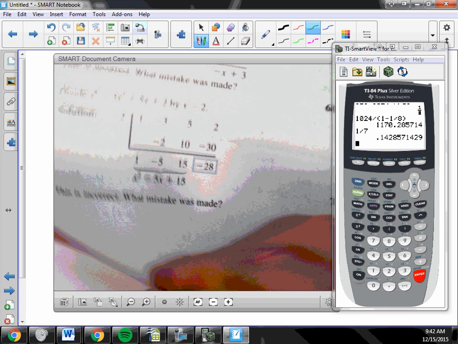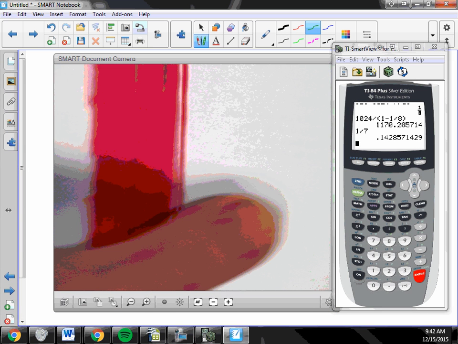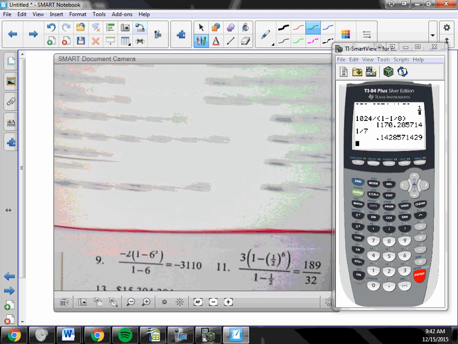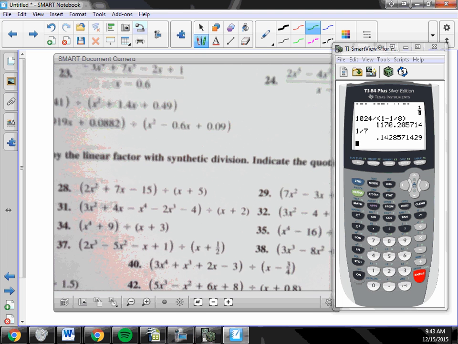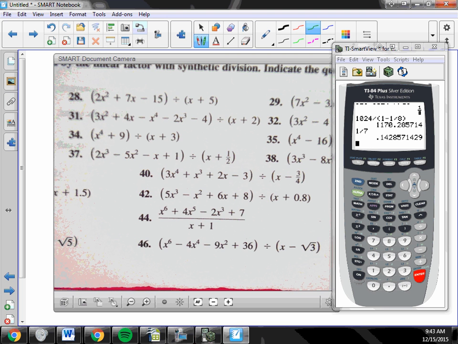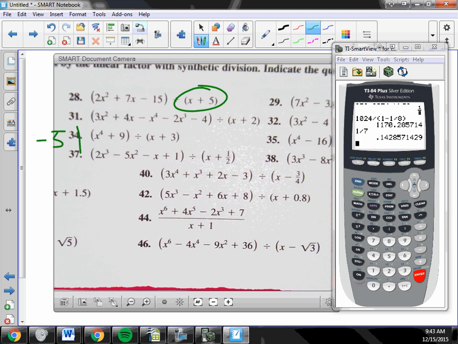All right. So if we look at 28, what is the root for the denominator? Negative 5, so that goes in the box. And then did I skip any coefficients? No. So 2, 7, and negative 15.